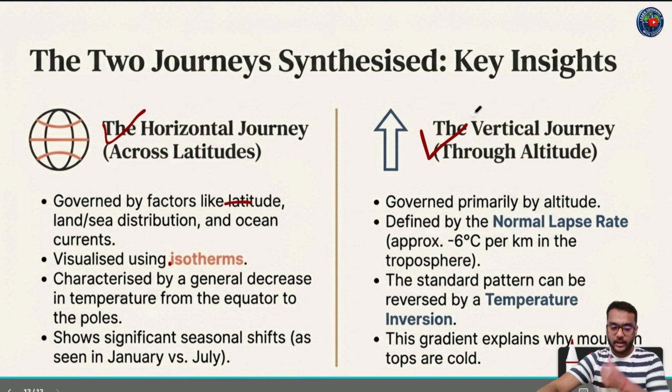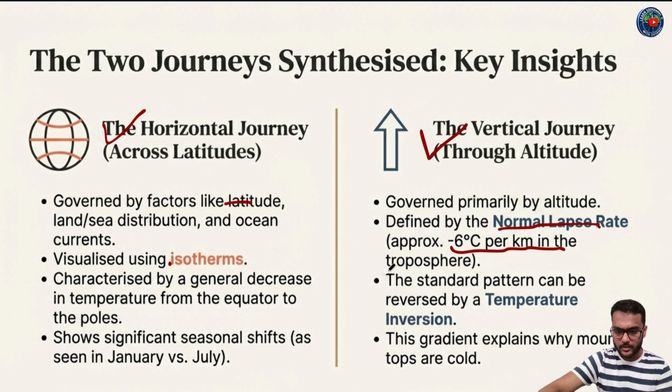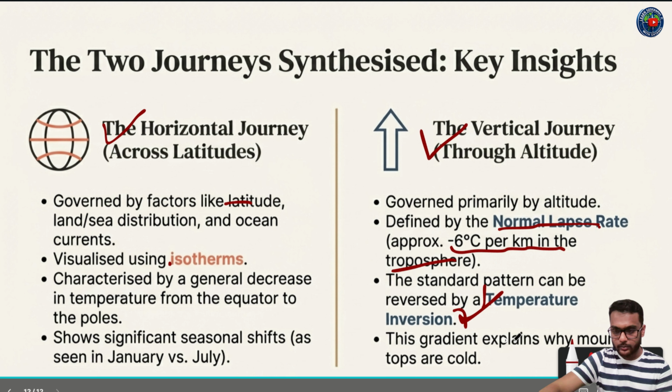On the other hand, the vertical journey, that is through altitude, is governed primarily by altitude, defined by the normal lapse rate. This is the normal lapse rate, approximately 6 degrees Celsius per kilometer in the troposphere, and the standard pattern can be reversed by temperature inversion. We will discuss more about this temperature inversion in our next class. This gradient explains why mountain tops are cold.